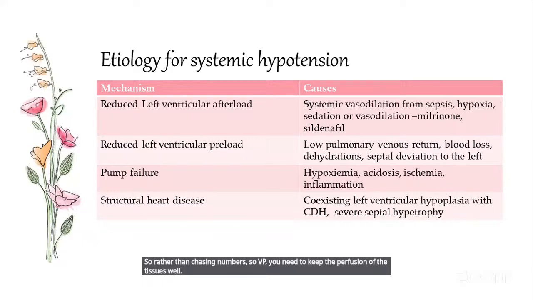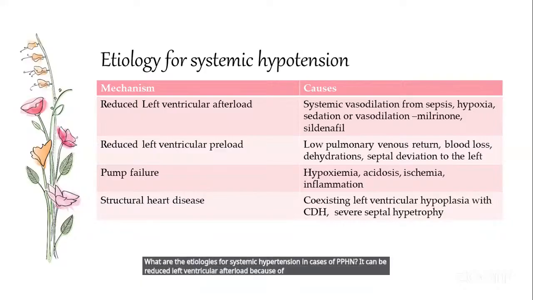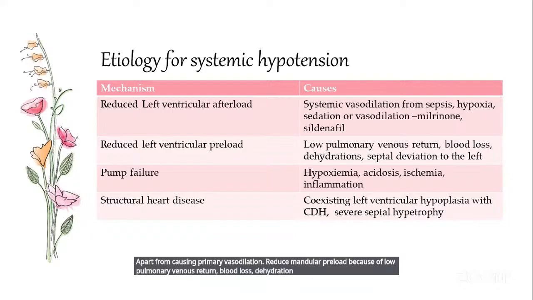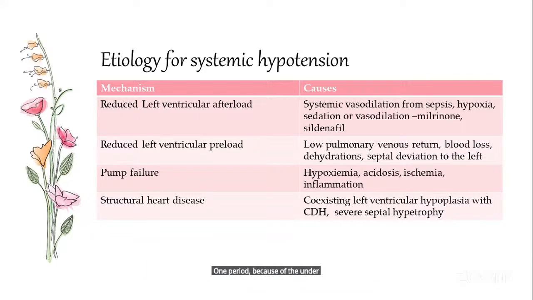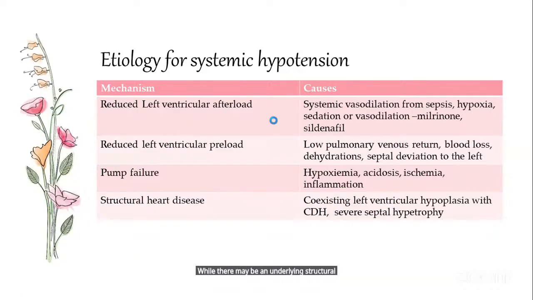What are the etiologies for systemic hypotension in cases of PPHN? It can be reduced left ventricular afterload because of sepsis, hypoxia, or the drugs we are using, like milrinone and sildenafil, which do cause systemic hypotension as well, apart from causing pulmonary vasodilation. It can be reduced ventricular preload because of low pulmonary venous return, blood loss, or dehydration, or in rare cases, septal deviation to the left. It can be pump failure because of the underlying pathophysiology like hypoxemia, asphyxia, acidosis, or there may be an underlying structural heart disease, which we need to rule out.